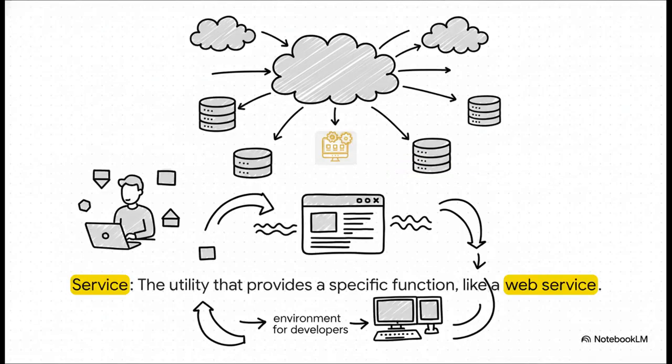Next up is the service. Now, if the application is the brain, the service is the specific job that brain was hired to do. This could be anything, really, from hosting a website to running a huge database, or even giving developers a space to build new apps. It's the core job that the architecture is built to perform.